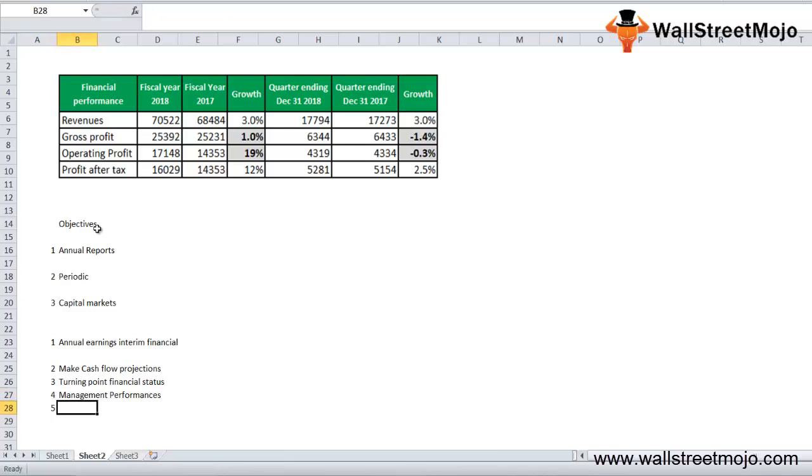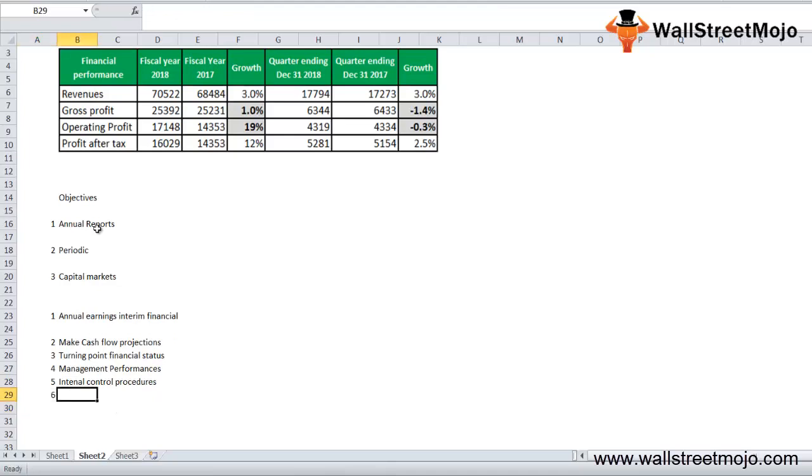Fifth one, to formulate the internal control procedures. That's going to be part of this. And finally, the sixth one, to supplement the annual report. That's going to be the next thing. So these are some of the objectives of interim reporting.